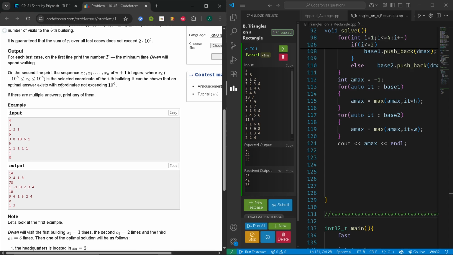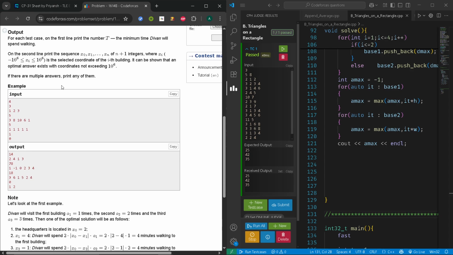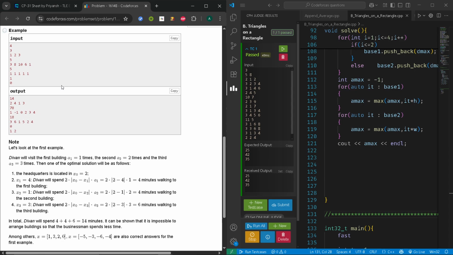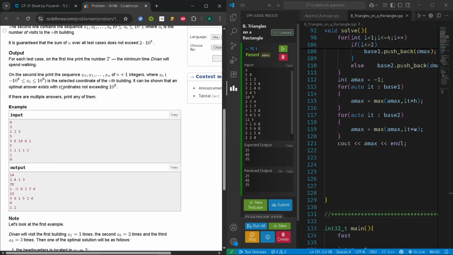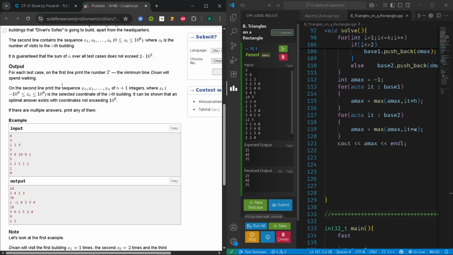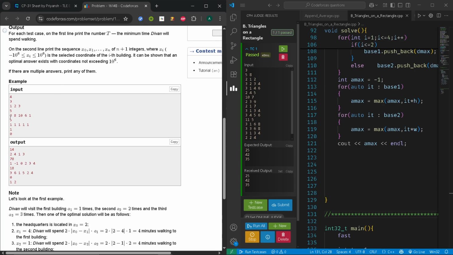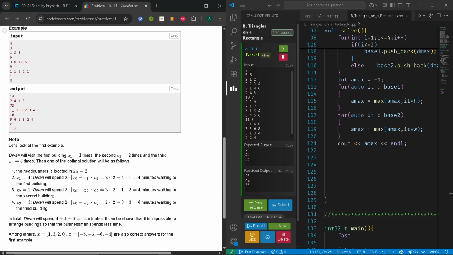Integer ai is the ith building. This is the minimum time, and I have to print the sequence of integers, and I need to print the optimal answer out of them. One will visit the first building ai times, the number of times the building should be visited. First building should be visited one time. Second building should be visited three times. Whereas the fourth building should be visited one time.